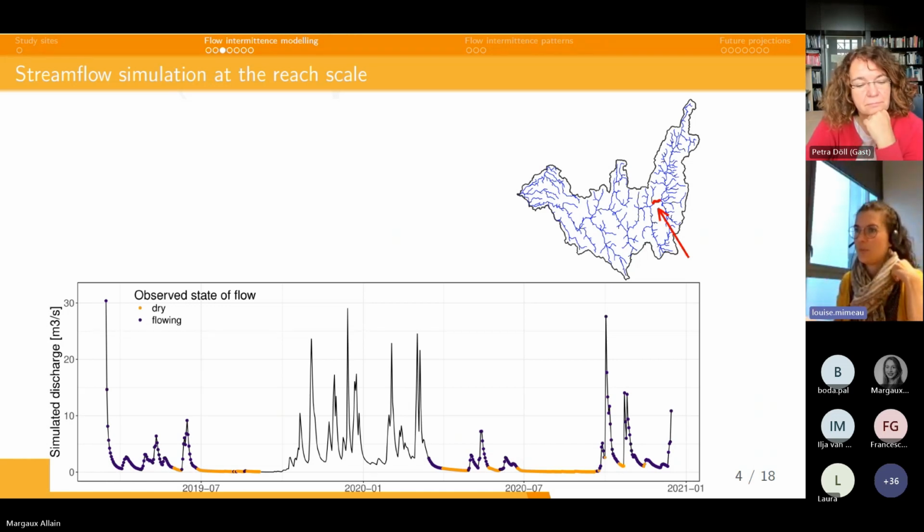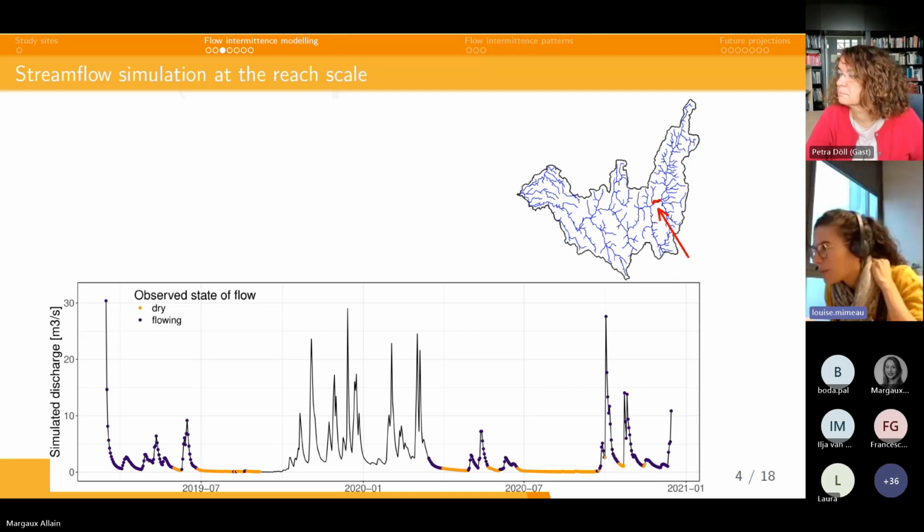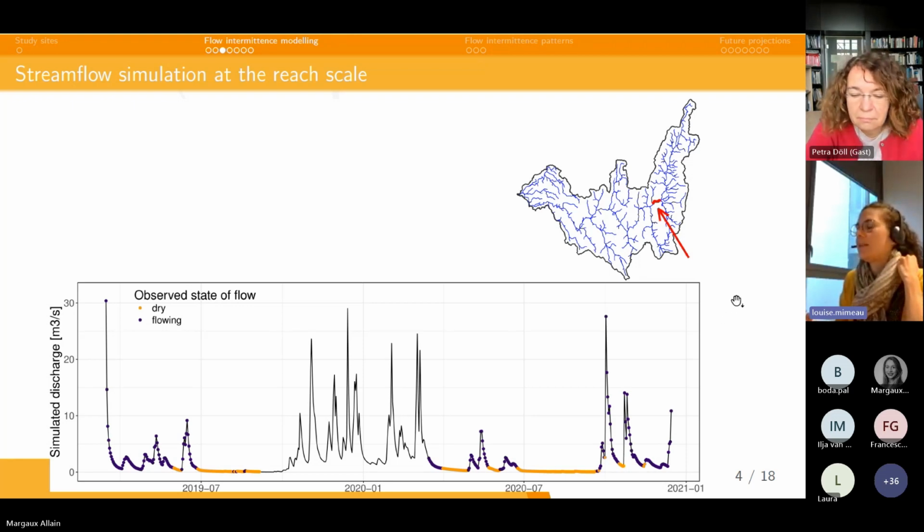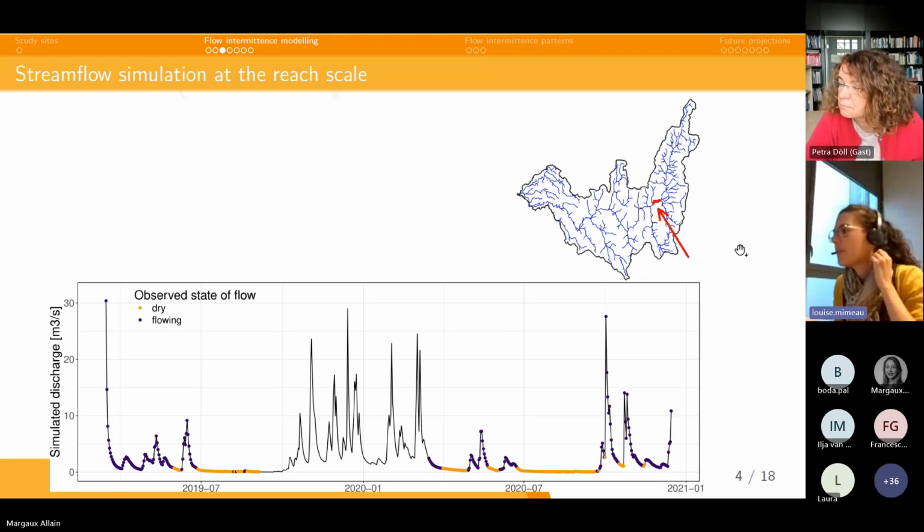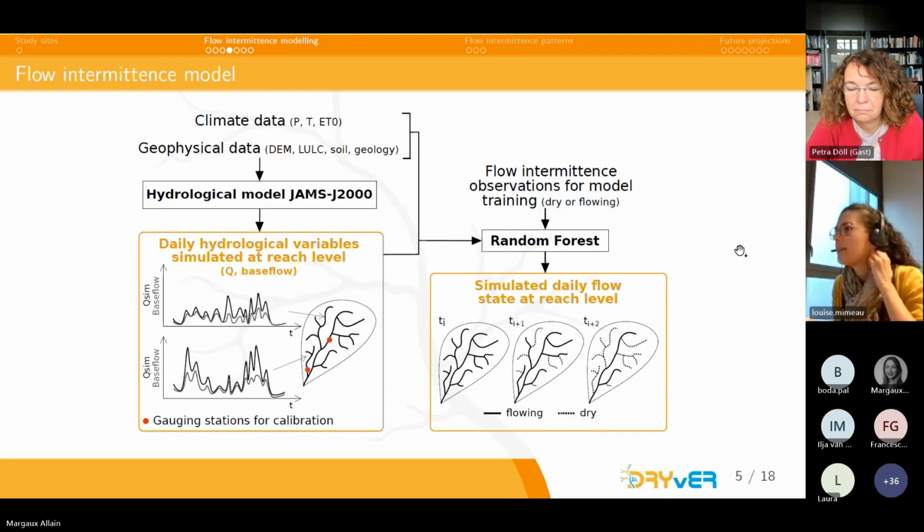So these are the points in purple for flowing, or dry, which are the points in orange. And we can see that in some periods, we have some simulated discharge which is not equal to 0. And also here, but I don't know if you can see it very well. But actually, the river was dry. So here we can see that the hydrological model is not enough to really simulate the drying periods in our river networks. So next, please.